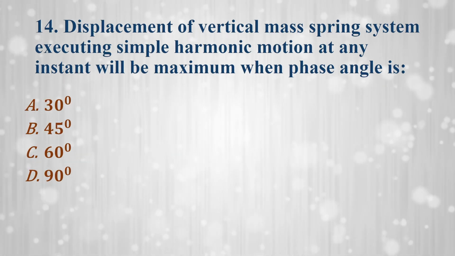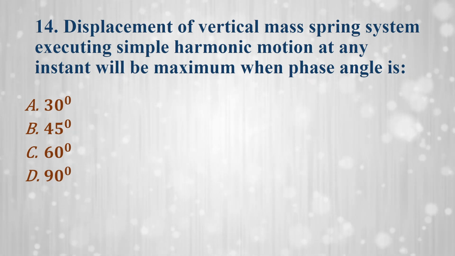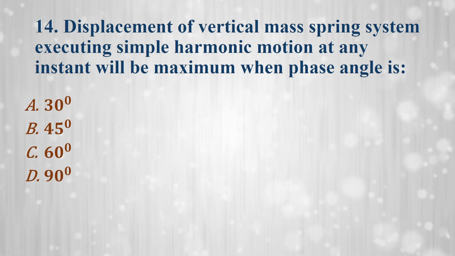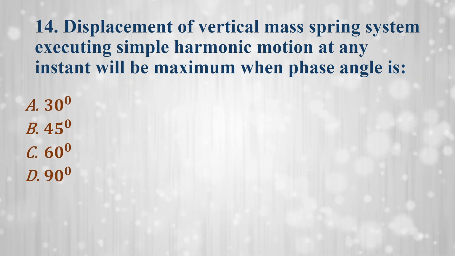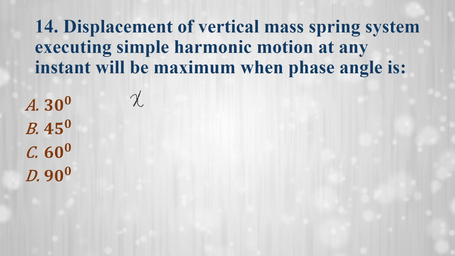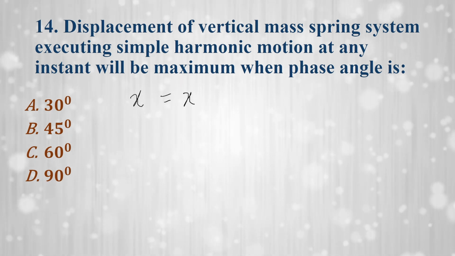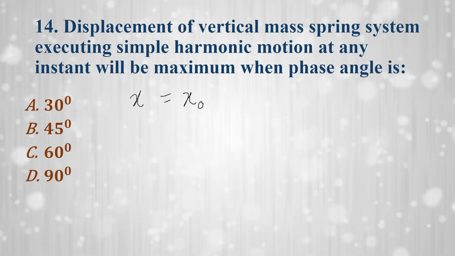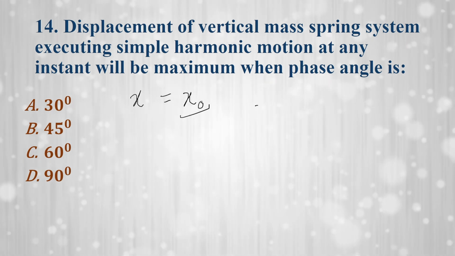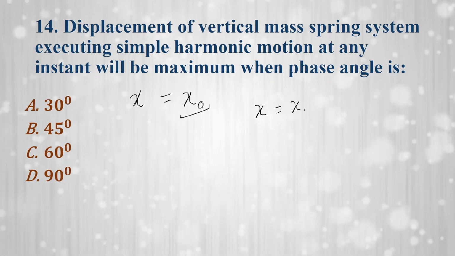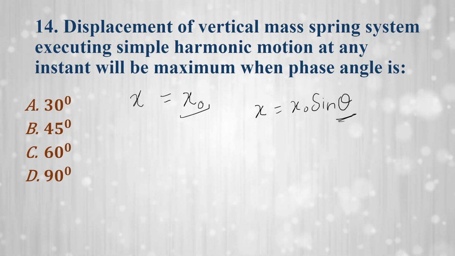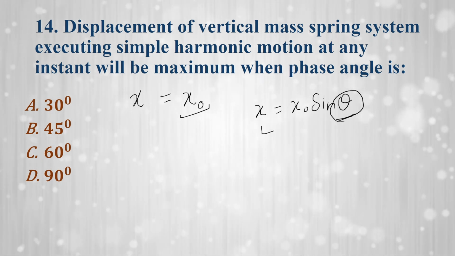Displacement of a vertical mass spring system executing SHM at any instant will be maximum when the phase angle is. So they are asking this condition, when the displacement must be equivalent to the maximum displacement, meaning you can say its amplitude. So the formula is x equal to x naught sine theta. So they are asking what should be this phase angle when they both are equal to each other.